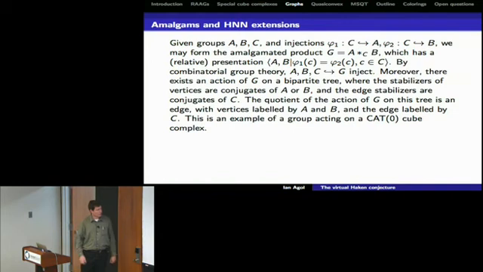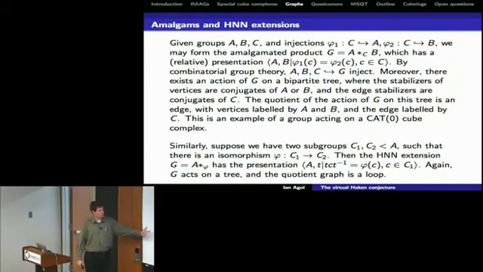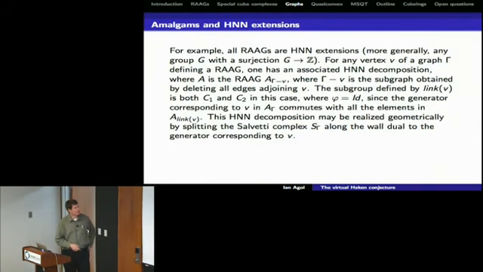Similarly, we can form an HNN extension, standing for Higman-Neumann-Neumann extension, if we have two subgroups of a group A that are isomorphic to each other. So we have an isomorphism between two subgroups. Then the HNN extension has the presentation like this, where we add an extra generator t which conjugates one subgroup to the other by the isomorphism. And again, the group will act on a tree with quotient just a loop. So it's another example of a group acting on a CAT(0) cube complex.